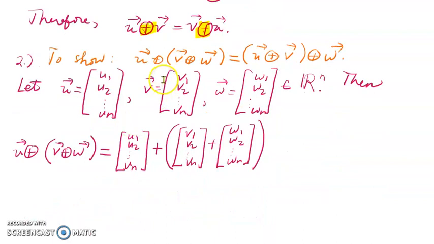So second property, we are going to show this one. To do that, let us pick these elements in Rn. Then we will show that from left to right. So from here, that is vector u plus v plus w. So this is equal to vector u plus, this is v plus w, parenthesized because of this one.